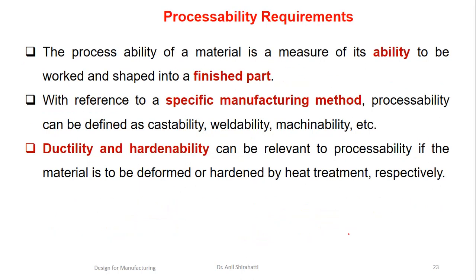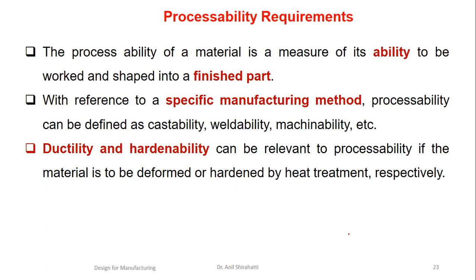Next is the processability requirement. Processability of a material is the measure of its ability to be worked and shaped into a finished part. With reference to a specific manufacturing method, processability can be defined as castability in case of casting, weldability in case of welding, and machinability in case of a machining process, etc.